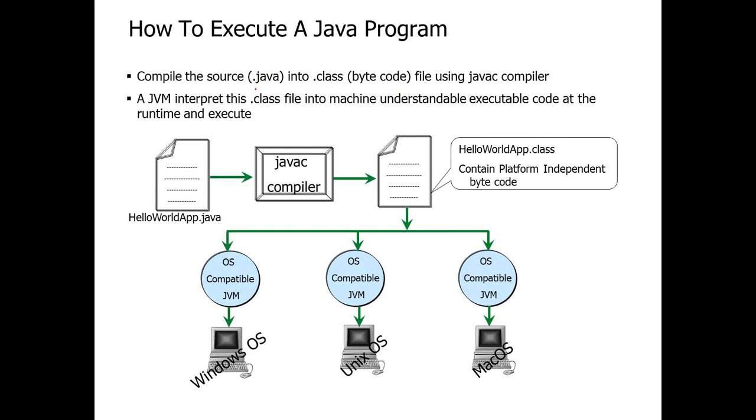We have the Java source file, which we converted into bytecode, the .class file, using the Java compiler, javac. We have given the class name. It converted that to the .class file. Now this .class file is platform independent bytecode. So this is now compatible with any OS like Windows, Unix, Mac OS. The reason is the Java compiler.